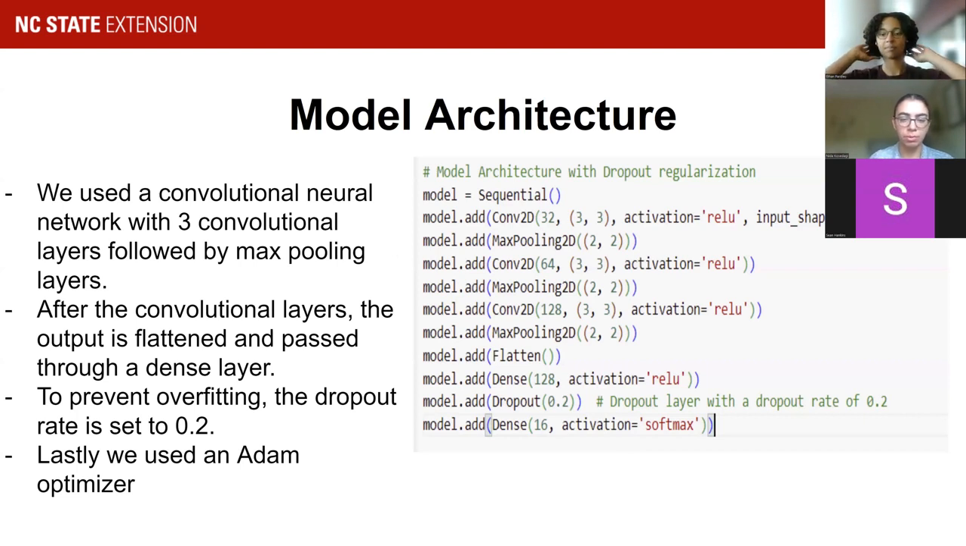As you can see in the code snippet on the right, we designed a convolutional neural network with 3 layers. Each layer uses a ReLU activation function, and they're followed by a max pooling layer to extract important features. After flattening and passing the output through a dense layer, which helps in learning high-level features, we added a dropout layer with a dropout rate of 0.2. This means this layer randomly sets 20% of the input units to 0 during training, and the softmax activation function outputs a probability distribution over the classes.